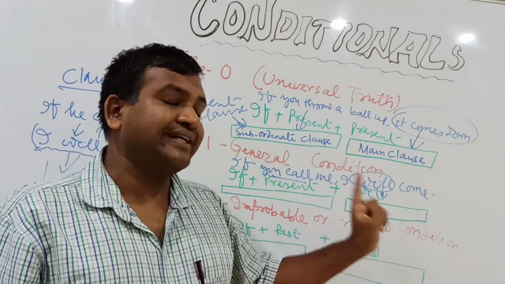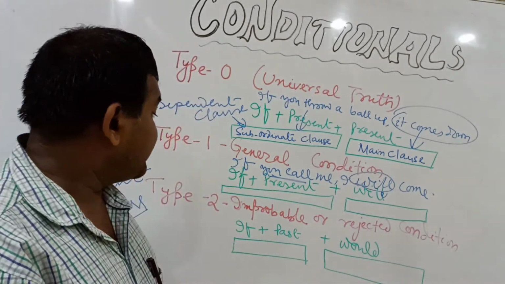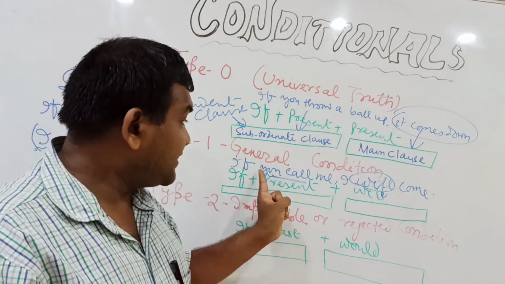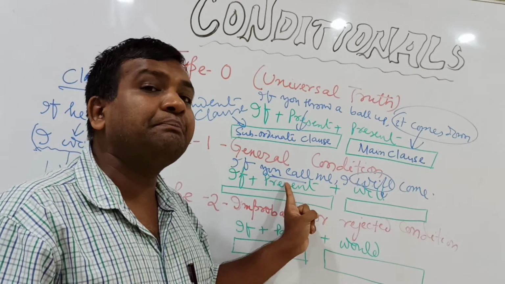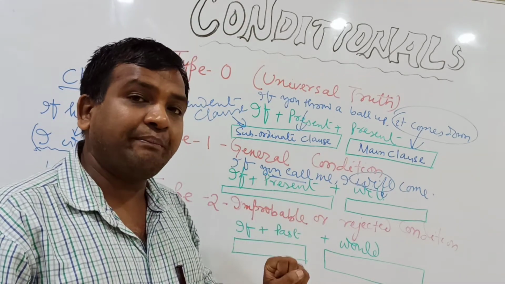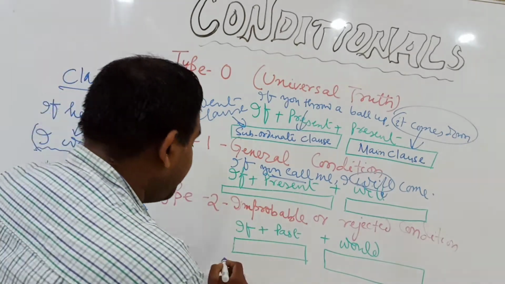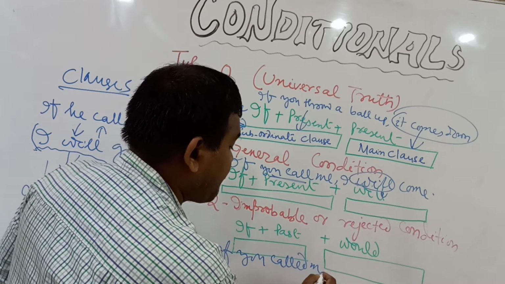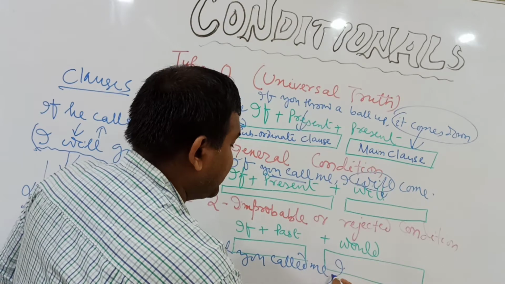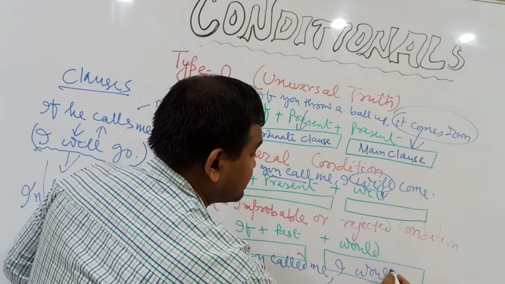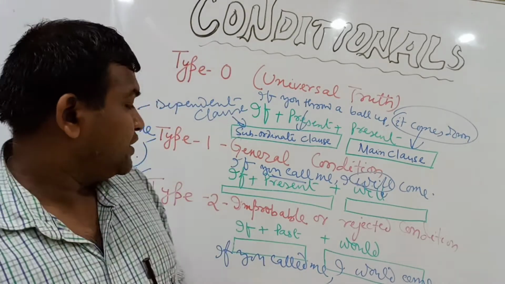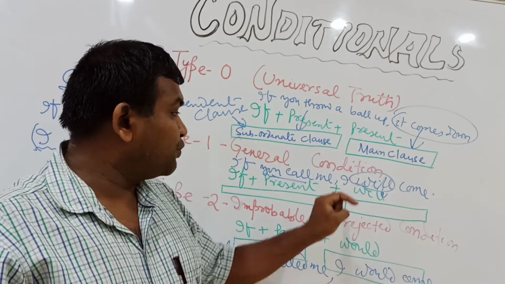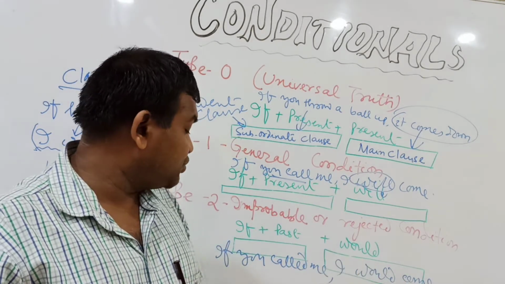Improbable or rejected condition. Here there are two things I am going to tell. Consider the first one: if this one is in simple past, then what will happen? Suppose, if you called me, I would come. Here you see, if you called me, I would come. Will has been changed into would.